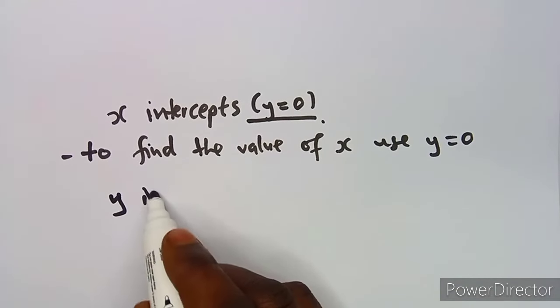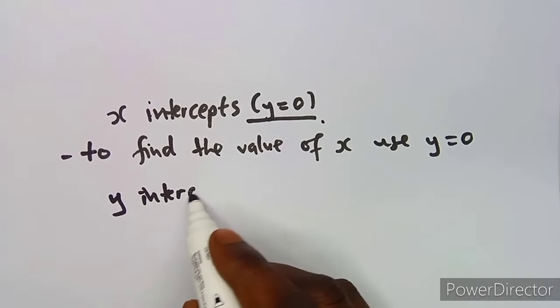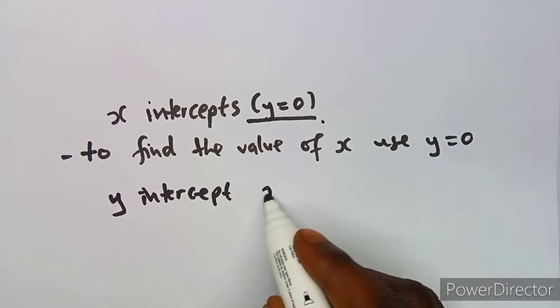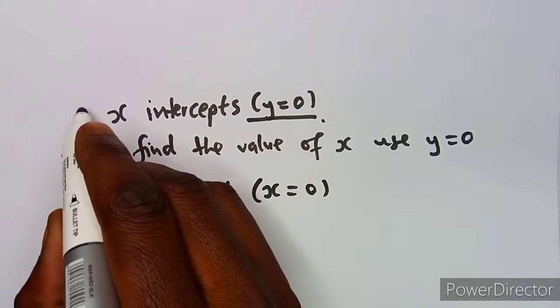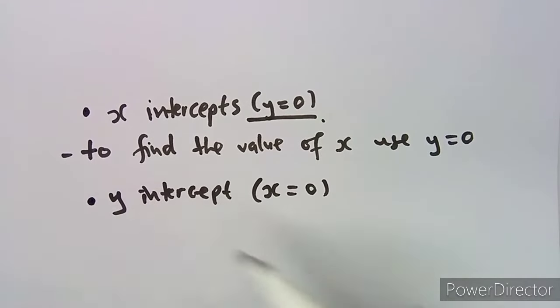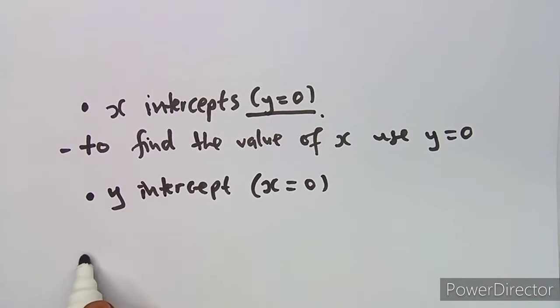And the y-intercept is just one point. For the y-intercept, you know that x is equal to 0. That is direct. So if it is the y-intercept, x is equal to 0, and you're going to find the value of y when x is equal to 0. Then we saw another part here that is going to happen.